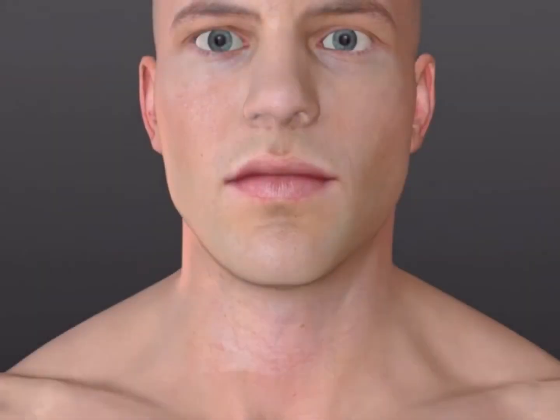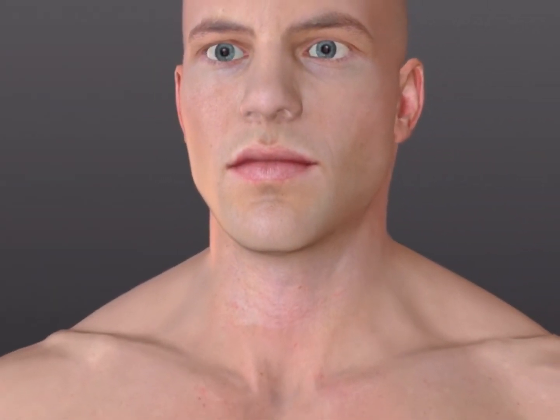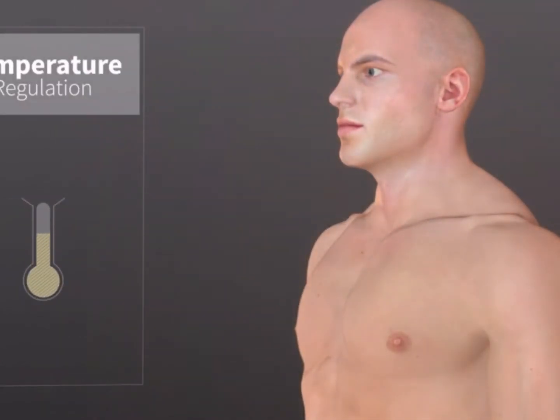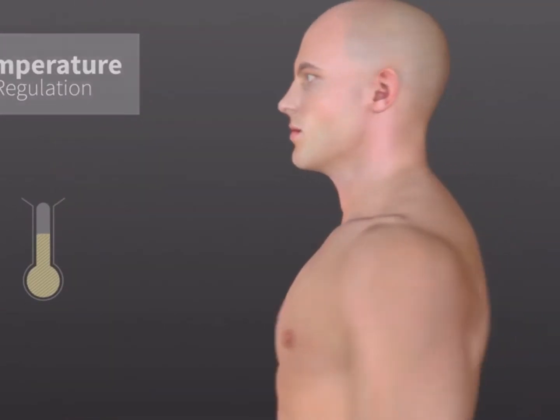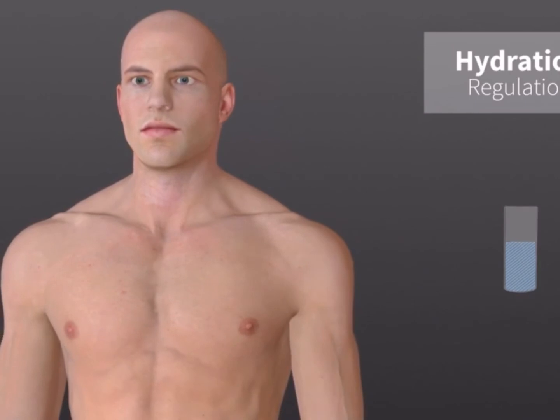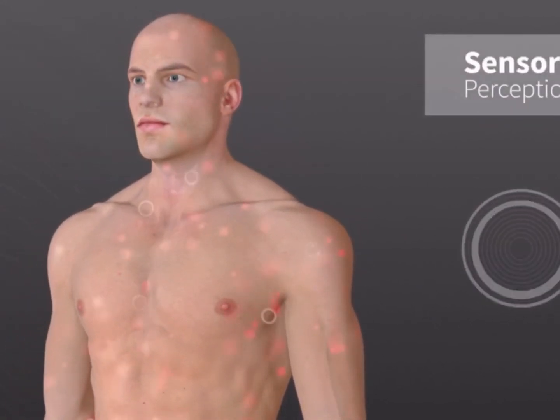The integumentary system in the human body. It consists of structures that form the body's outer covering, and its functions include protection against the external environment, regulation of body temperature, regulation of hydration levels, sensory perception of touch, temperature, and pain, and synthesis of vitamin D.